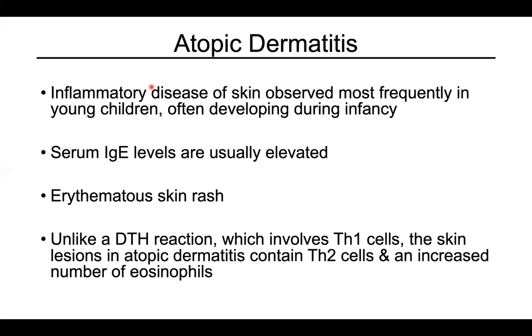For atopic dermatitis, here the manifestation is on the skin with an erythematous skin rash, okay? Different from a delayed type hypersensitivity reaction, even the inflammatory phenotype, because here it's T helper 2 cells and not T helper 1 cells. And then the other cell type will be your eosinophils. In a delayed type hypersensitivity reaction, the other cell types will basically be your macrophages and your lymphocytes.